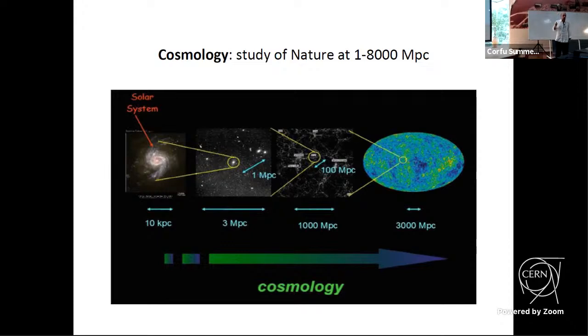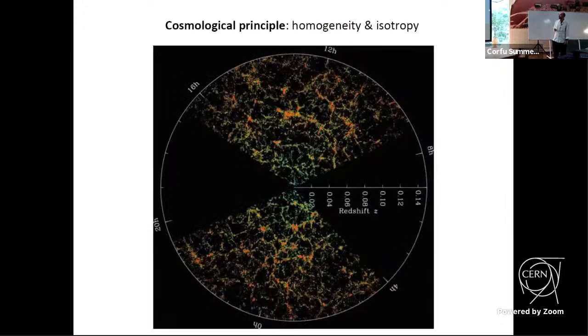So why should we bother about the large scales for fundamental physics? Typically the small scales matter. In fact, cosmology is the study of nature at scales between 1 and about 80,000 megaparsecs. Just to give you an idea, a typical galaxy like the Milky Way is about 10 kiloparsecs in size, and clusters of galaxies span distances of about 10 to the 3 megaparsecs. The farthest object we can observe, the cosmic microwave background, has features of about 3,000 megaparsecs. This is cosmology.